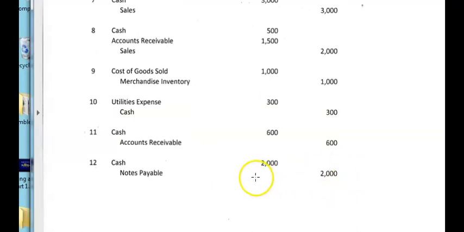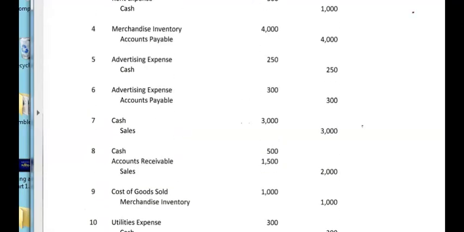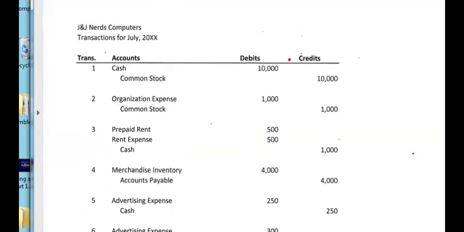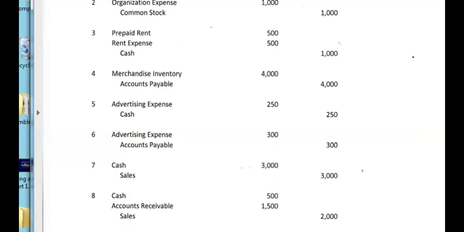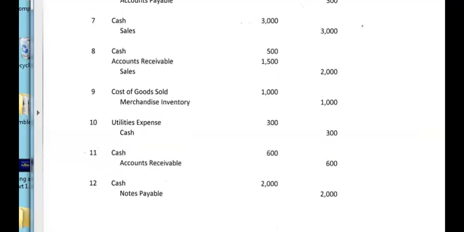The owner borrowed some money. Cash goes up, asset, $2,000. Notes payable, liability goes up with the credit. We're still in balance. Okay, by doing the journal entry way, we can perhaps see better that debits and credits balance. So these are doing the transactions in both the tabular form and the journal entry form.